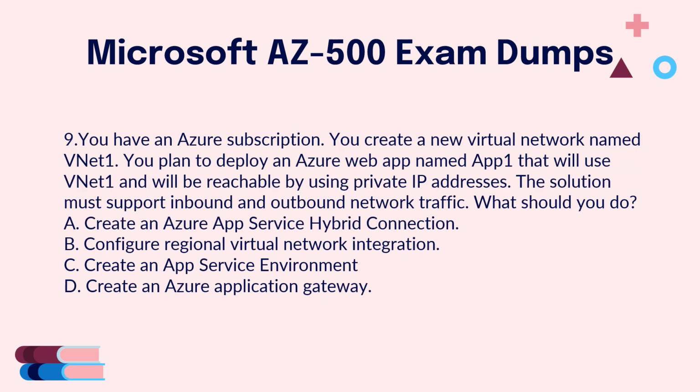9. You have an Azure subscription. You create a new virtual network named VNet1. You plan to deploy an Azure web app named App1 that will use VNet1 and will be reachable by using private IP addresses. The solution must support inbound and outbound network traffic. What should you do?